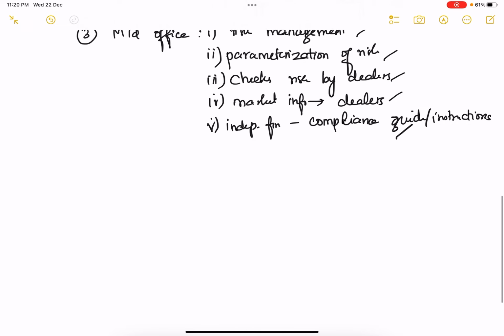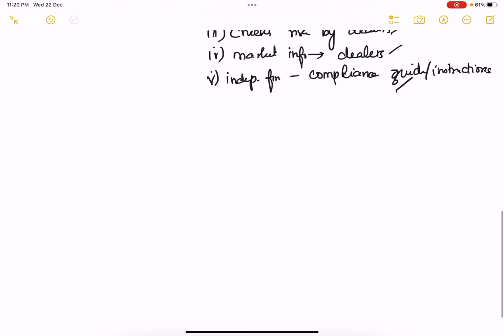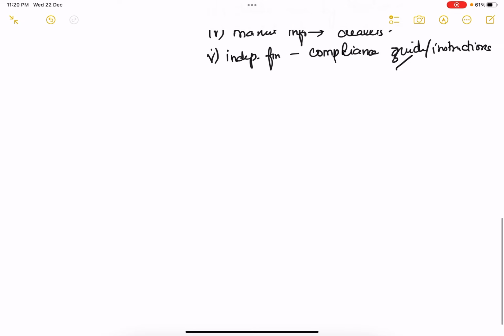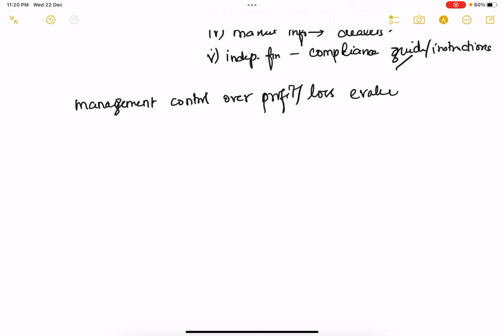So the increasing volume of foreign exchange transactions, mainly due to expanding international trade, brings in the necessity for management control over profit or loss evaluation. We know that foreign exchange transaction is an increasing trend because of the international trade happening worldwide, and therefore we need a management control to control the profit or loss situation happening due to these foreign exchange transactions. And there should be some specific guidelines or limits which have to be adhered to by the traders.